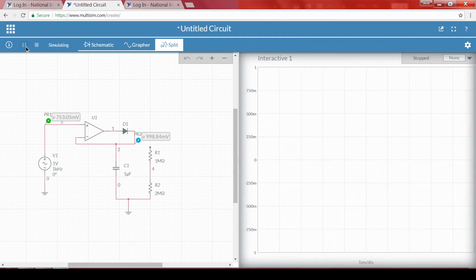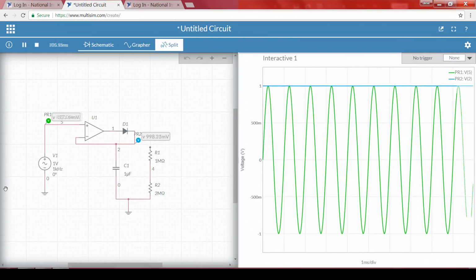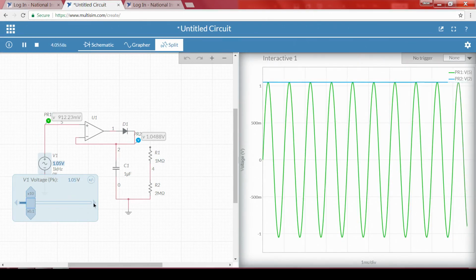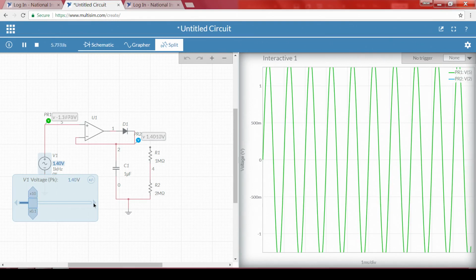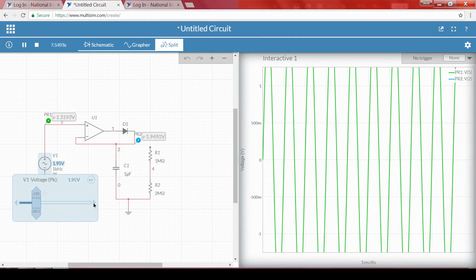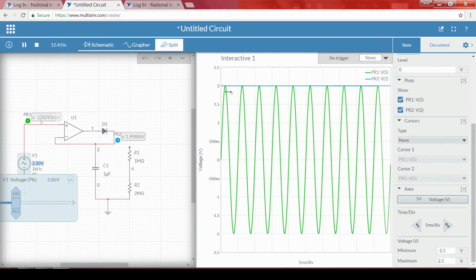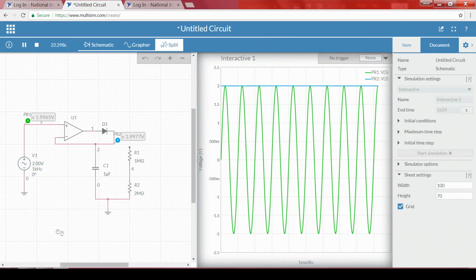So, let me run it continuously. Now, this voltage I will change slowly to 2 volts. Now it is at 2 volts. Let me change the settings of the grapher to voltage. If you observe now, the capacitor started increasing to the value of the input peak value, right? Now, what if I decrease?